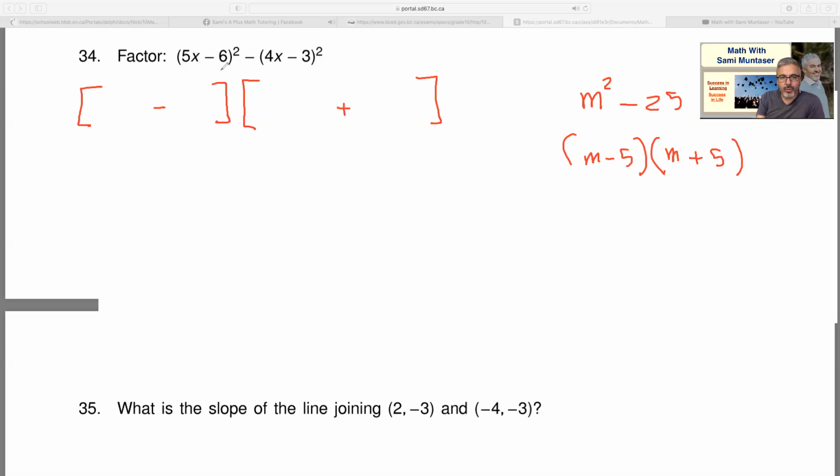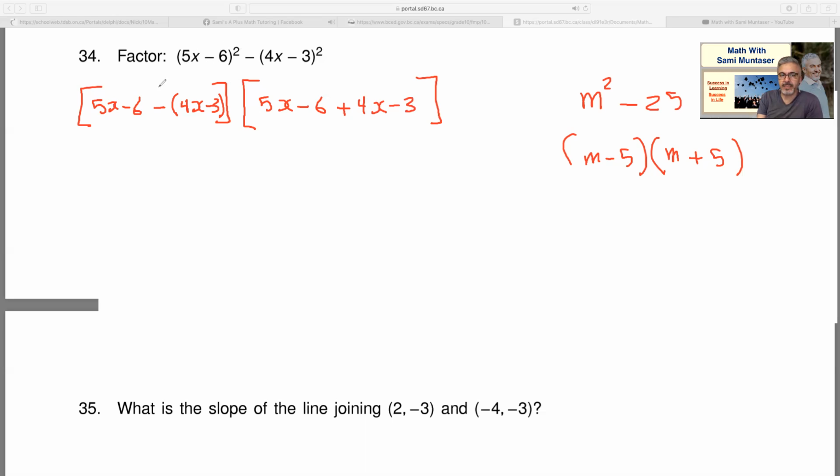And the square root always cancels the square. So you could just get rid of the square and you'll have 5x minus 6 here, and you write that on both sides right here. And then the square root of 4x minus 3 squared, again, if you square root it, you just cancel the square. So you put 4x minus 3 there, and you put 4x minus 3 there. Same thing as here, except it looks a little bit more complicated, but that's all to it.